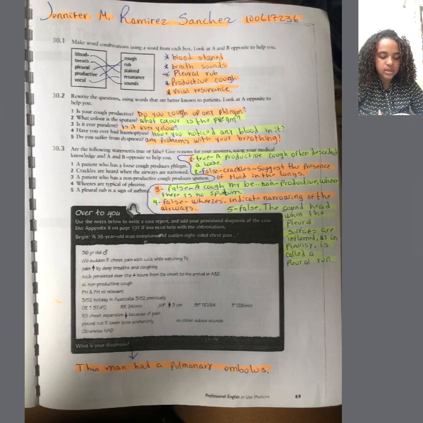Number 4, wheezes are typically fluorescent. False. Wheezes indicate narrowing of the airways. Number 5, a pleural rub is a sign of asthma. False. The sound heard when the pleural surfaces are inflamed, in pleurisy, is called a pleural rub.